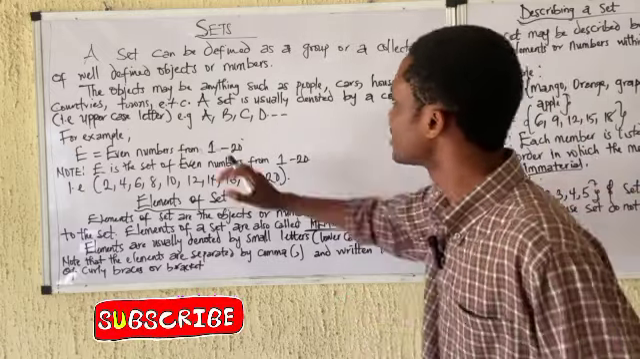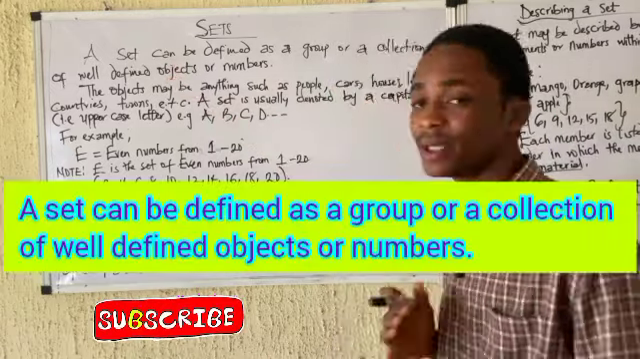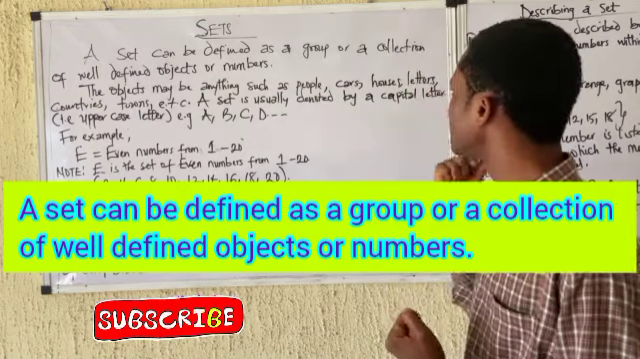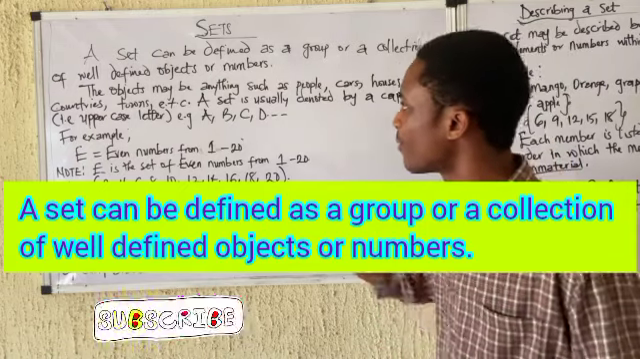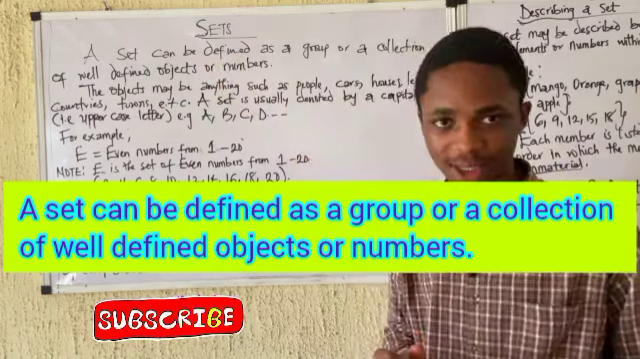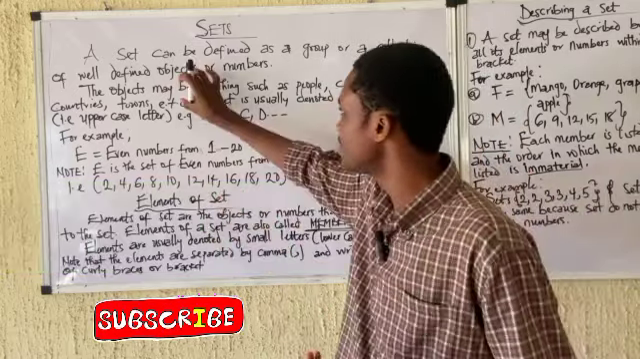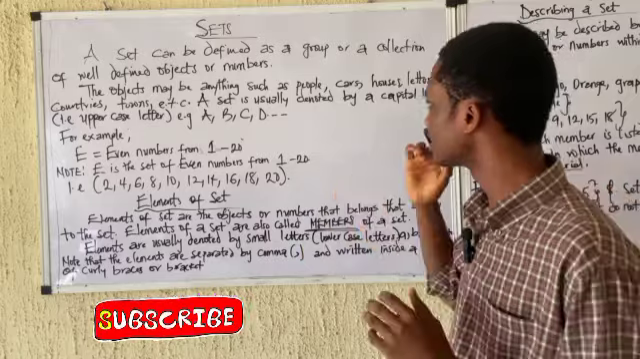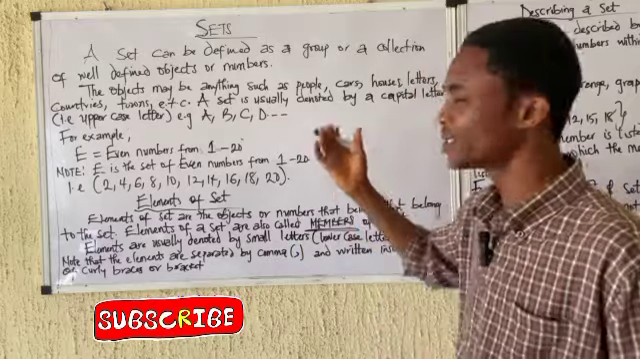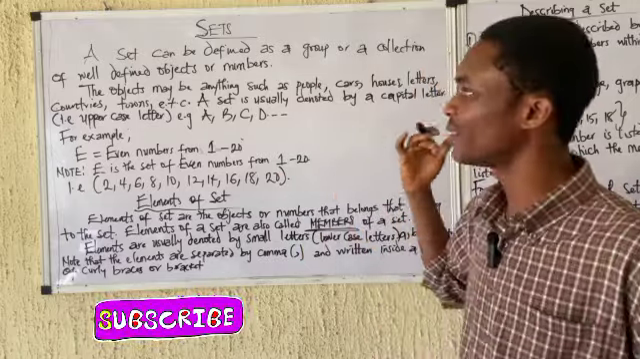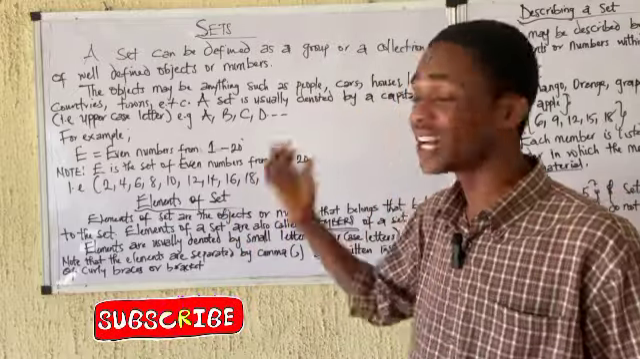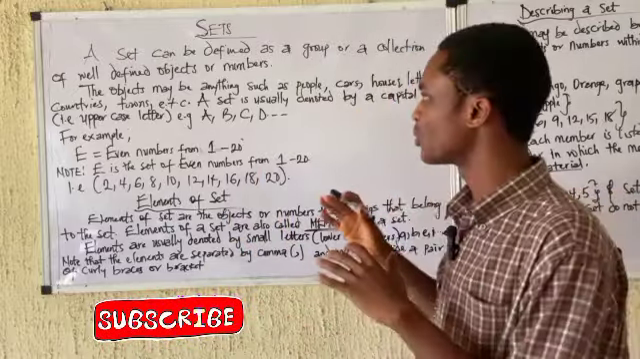A set can be defined as a group or a collection of well-defined objects or numbers. That is the definition of a set. The objects may be anything, such as people, sets of cars, houses, letters, countries, and towns, etc. Those are what they try to tell us.